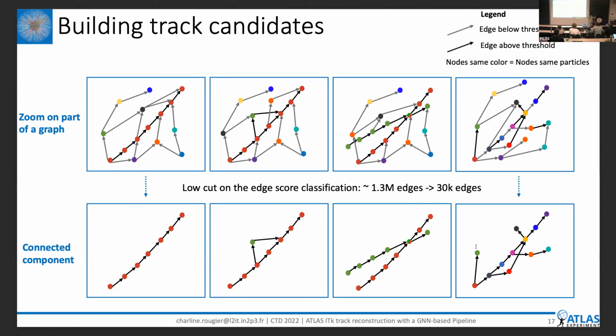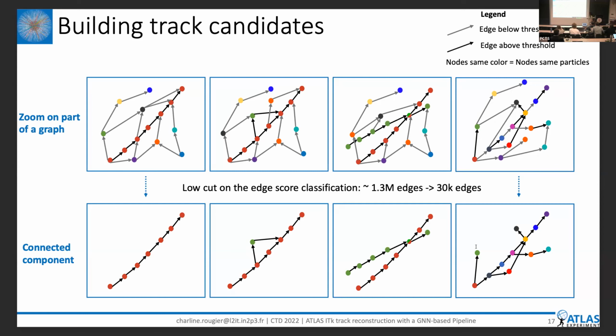So the first part of our track building is to apply a very low cut on the edge classification score. And this low cut is really like a cleaning cut and helps us to reduce the total number of edges. Instead of having 1.3 million edges, we have 30,000 edges. When we apply this low cut on the edge classification score, we can see some structures start to appear in the graph, and all of the structures are going to be disconnected from one another. And these structures are actually the tracks which start to appear. So here I just put some examples of the kind of structures you can find in a graph.